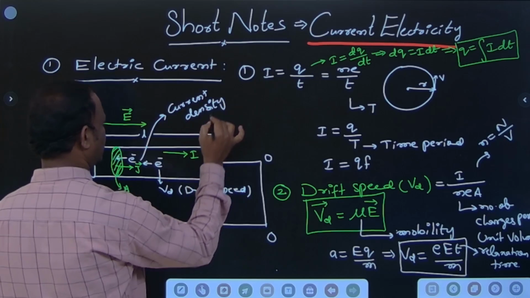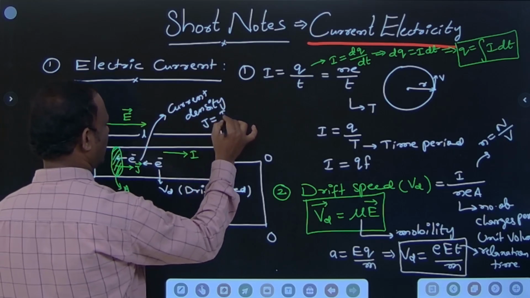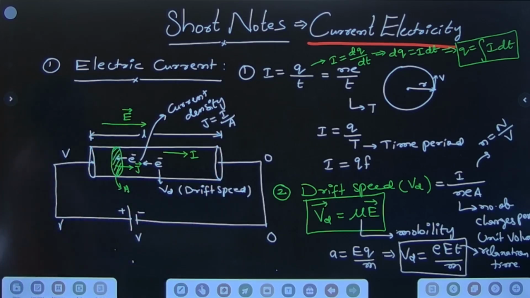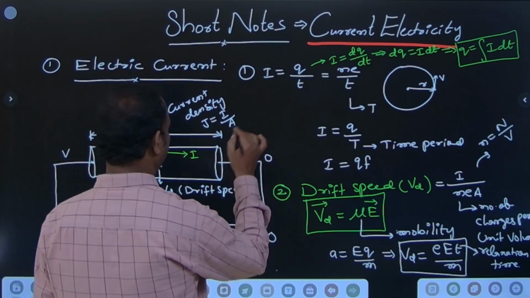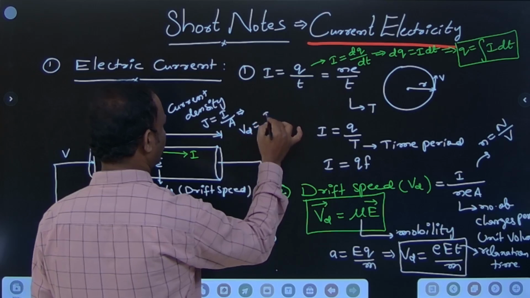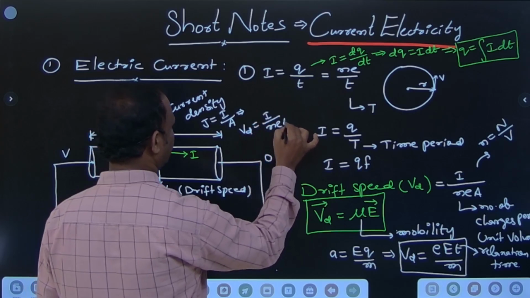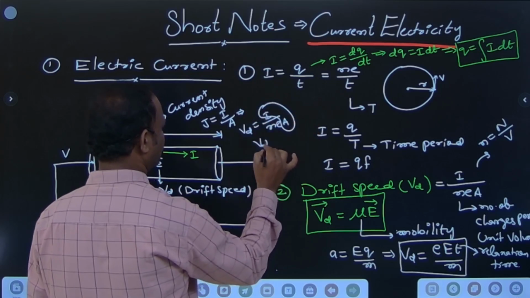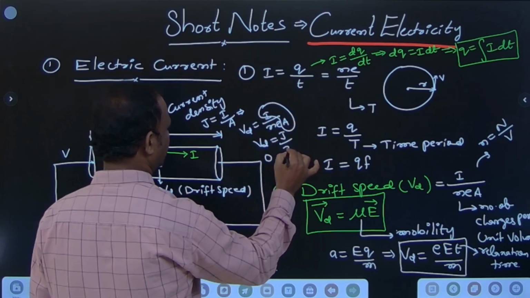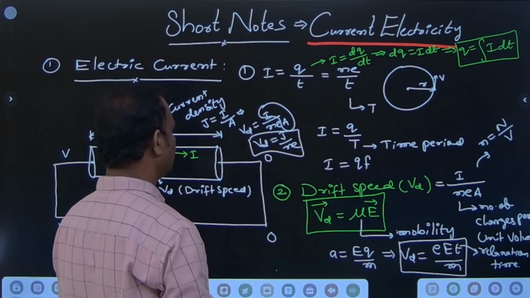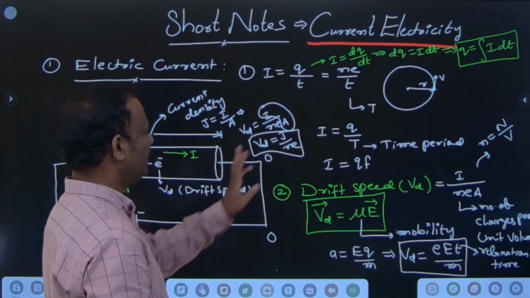Current density J is equal to I by A. So from this, Vd is equal to I by NEA, and I by A is J. So Vd is equal to J by NE. Then J is equal to Vd into NE.